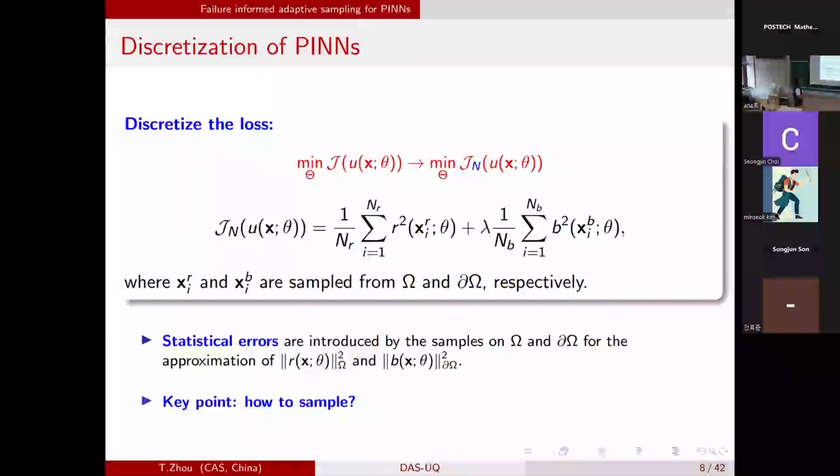So remember that the set is a very high dimensional parameter space. So then you will optimize this discrete loss function here. So actually, in this step, you can see that there is a statistical error when you're sampling the domain. So this is similar to the finite element method.